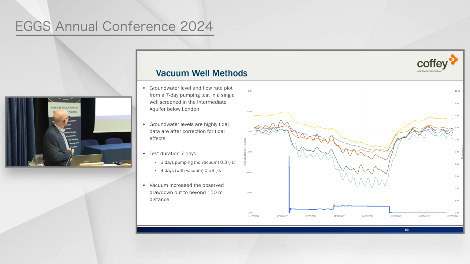We had a 7-day test duration. For the first 3 days of pumping, there was no vacuum, and the well pumped 0.3 litres per second, quite a low yield. For the next 4 days, a vacuum was applied, and we got nearly twice the flow. So here we have the blue lines of the flow rate on this scale here.